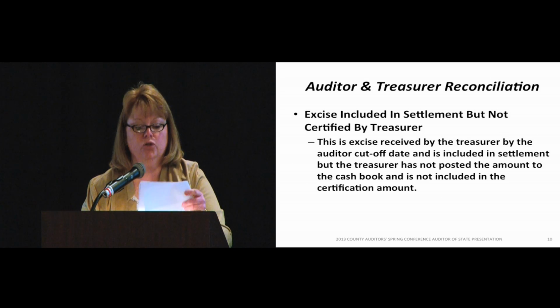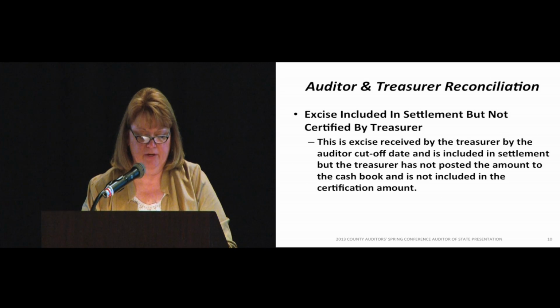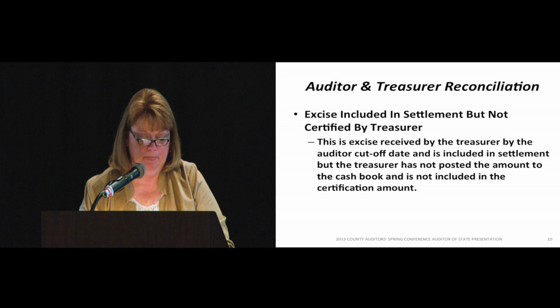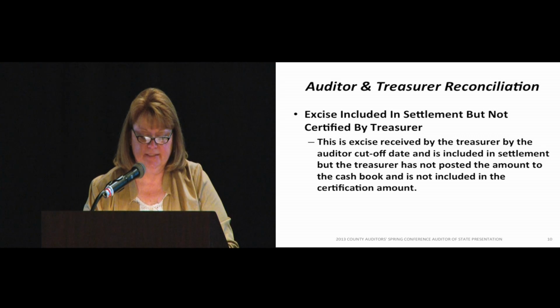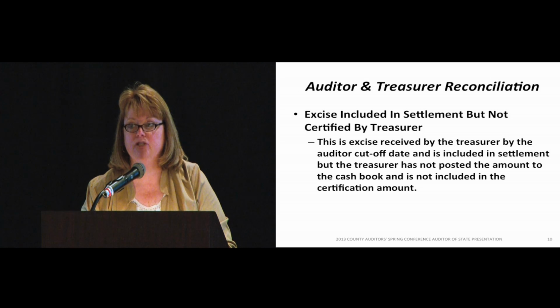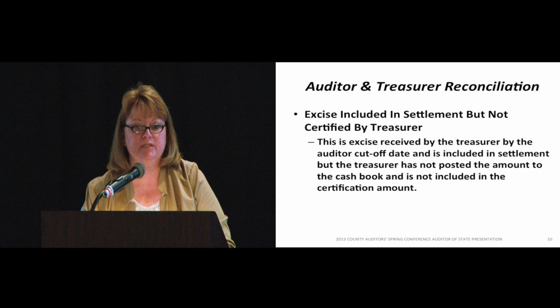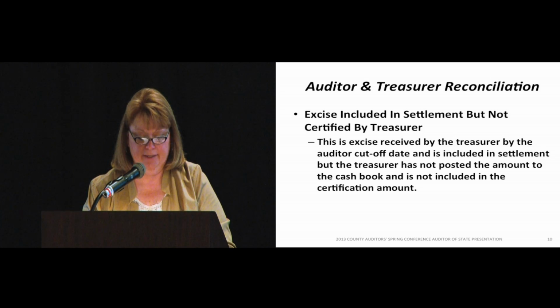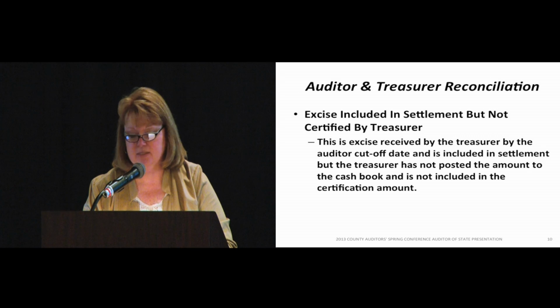Excise included in settlement but not certified by the treasurer on line 9. This is excise you've included, but the treasurer has not even posted it to the cash book yet. Sometimes the treasurer only posts stuff to the cash book once a month, so they might not have posted this money yet. And that would be a reconciling item.